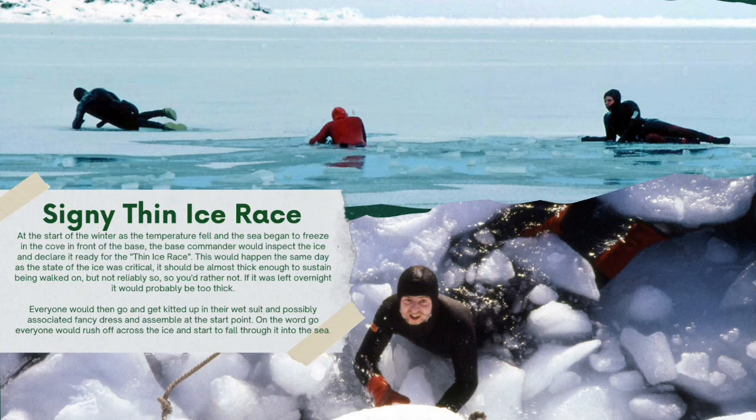Everyone would then go and kit up in their wetsuits and possibly associated fancy dress and assemble at the start point. On the word go, everyone would rush off across the ice and start to fall through it into the sea. The course was 300 to 400 meters long. It favored light runners with big feet, but slower runners could jump on the ice next to the ladders, sending both into the icy sea. So it took a long time to finish the course.